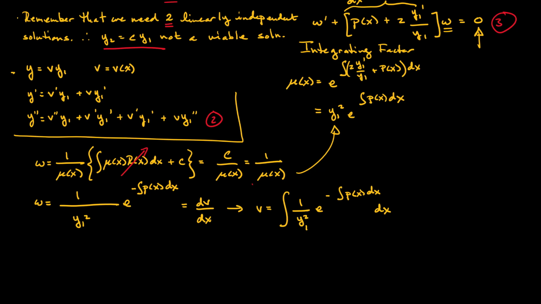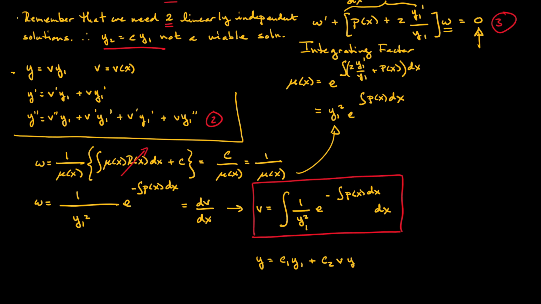And this is the unknown factor that we seek in order to find that second linearly independent solution for a second order linear homogeneous ODE, given that we already know one solution, y1. So our general solution will be y is equal to c1 y1 plus c2 y2, where y2 is equal to v multiplied by y1, and v comes from this above equation.